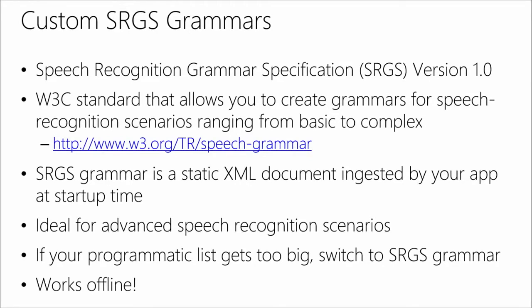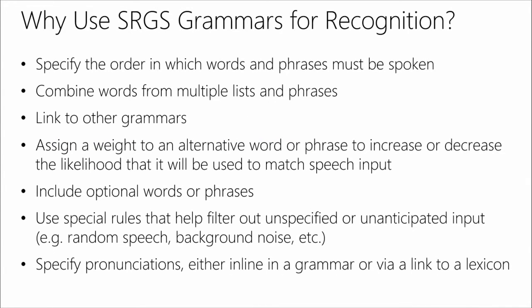So custom grammars are based on a standard from the W3C known as SRGS, or the Speech Recognition Grammar Specification. This is a W3C standard that is fully supported by Microsoft. It works with Windows Phone 8.1, and will come to Windows 10 as well. It's also an XML document, kind of like the VCD that you created in the last module, but this time it's just about in-app speech recognition. There's no notion of deep linking or putting examples or things like that. It's purely about how you can mix and match the words. So if you have a very advanced scenario, or if you start building your programmatic list and you realize it's getting way too big, then it's time to switch to an SRGS grammar. And also, it works offline. That's the cool thing.